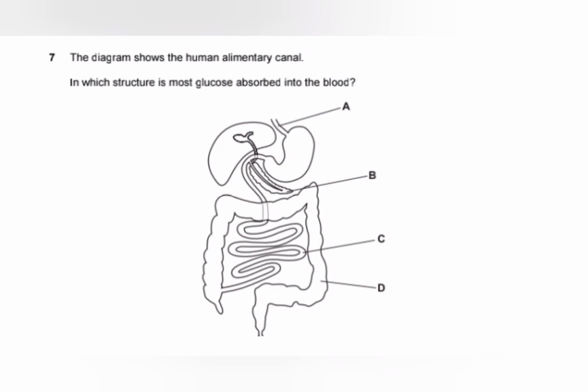So the next one is saying the diagram shows the human alimentary canal. In which structure is most glucose absorbed into the blood? So nutrients are absorbed in the small intestine, which is part C. Then as for part D is the large intestine, where the absorption of water takes place. Then as for B is the pancreas, which produces pancreatic juice. Then as for A, it is the gullet or esophagus, where peristalsis occurs. Okay, let's move on to the next one.